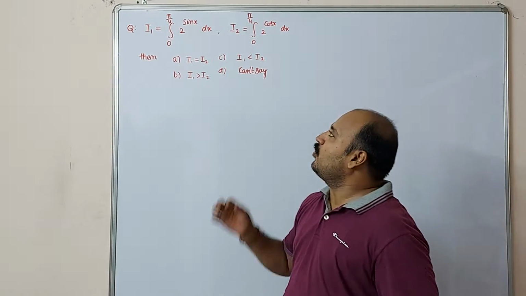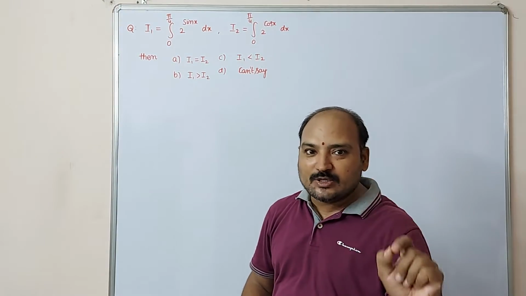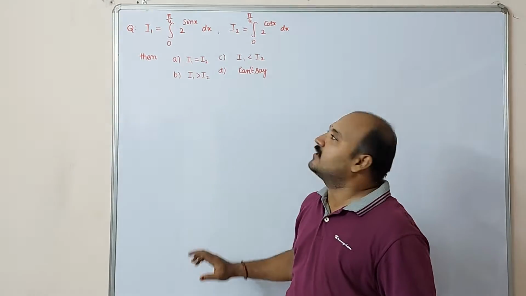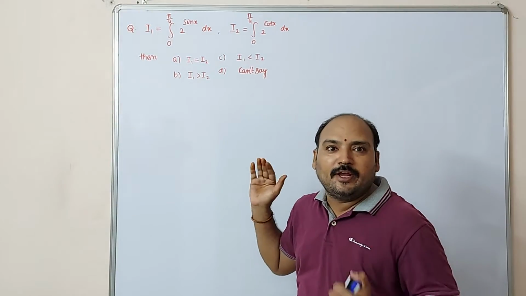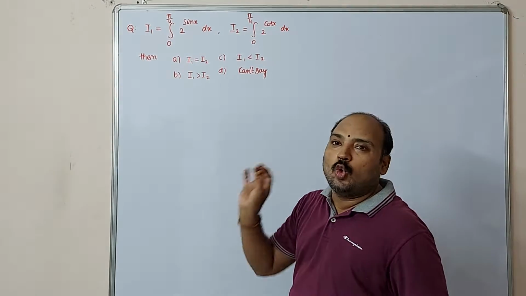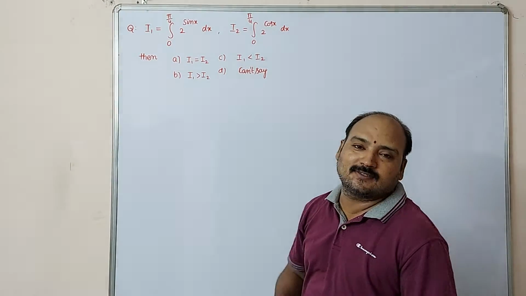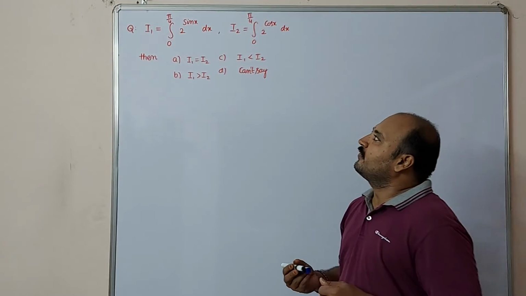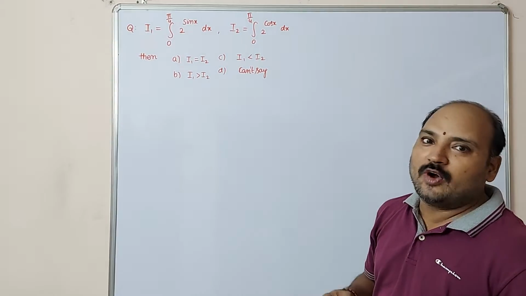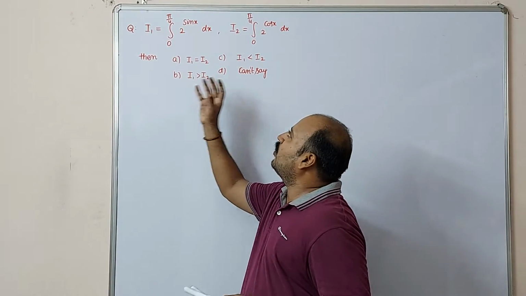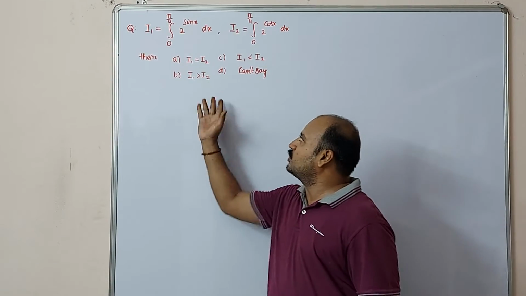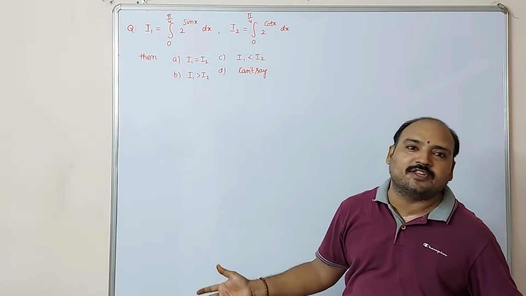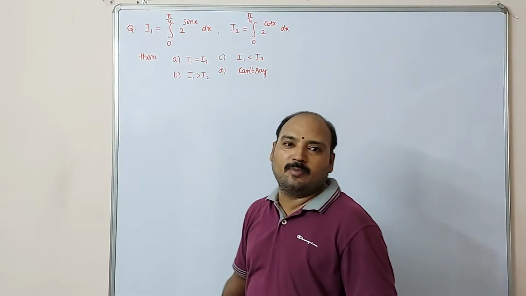Here I1 equals the integral from 0 to pi by 4 of 2 power sin x dx, and I2 equals the integral from 0 to pi by 4 of 2 power cos x dx. So here they are asking to find the relation between I1 and I2. The options are: I1 equals I2, I1 is less than I2, I1 is greater than I2, cannot say anything. These are the options available for us.